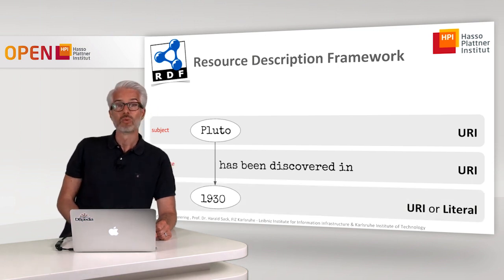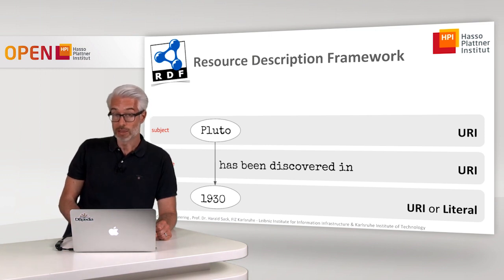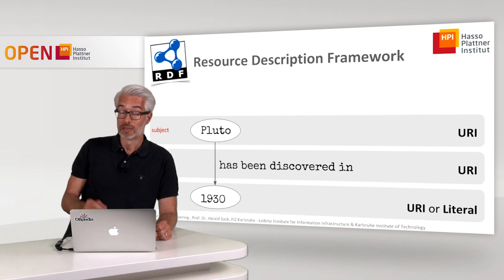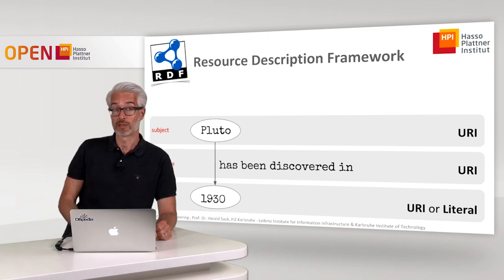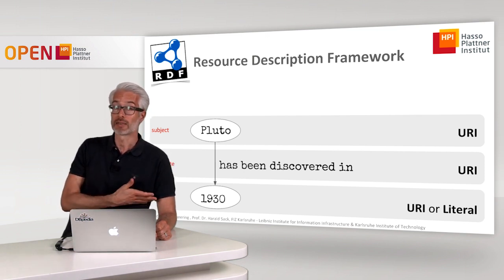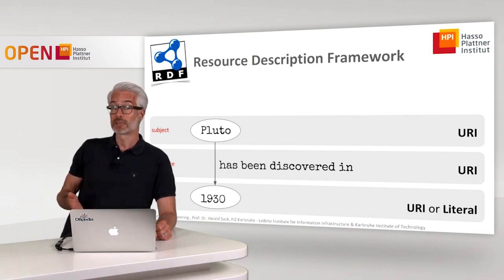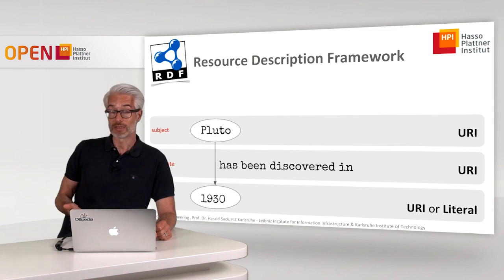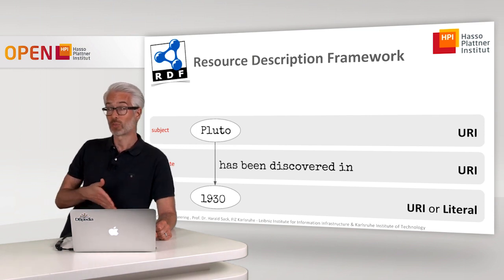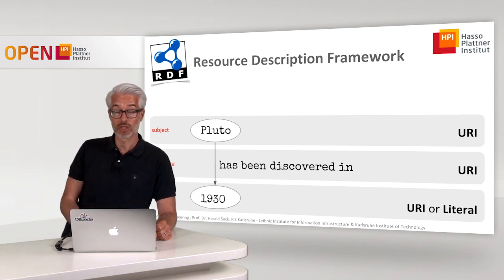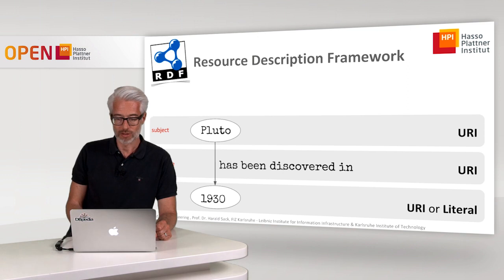And then, of course, we have the object, which can be either another entity, then we need a URI, or it can be simply a value, which then is expressed as a literal. A literal can be, for example, a character string, it can be any kind of number, or it can also be something like a typed literal. You can say this is a number, and the number is expressed, let's say, in floating point notation with double precision or something like that. So this is also possible with the resource description framework.